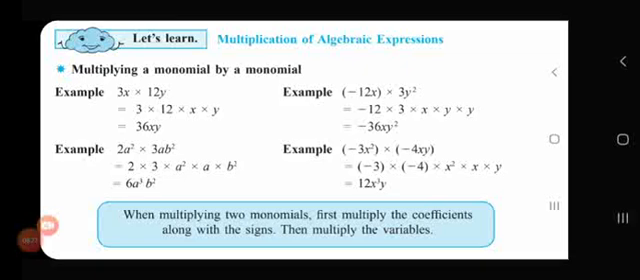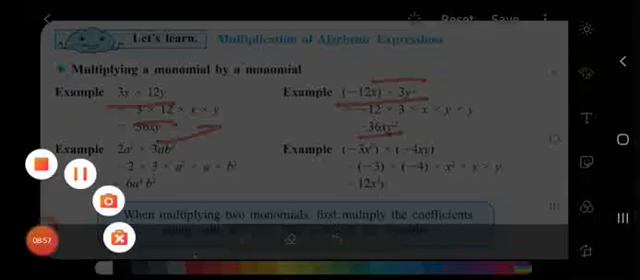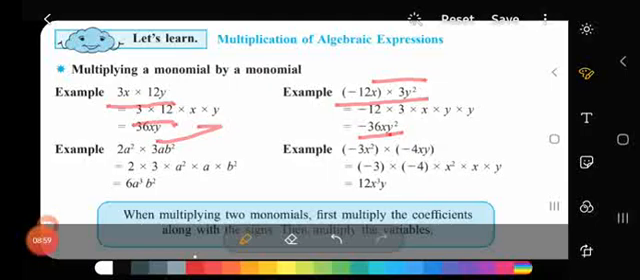For example, see 3x into 12y. Here 3 into 12, these two coefficients are multiplied, whose answer is 36, and also x into y is multiplied, whose answer is xy. Like that, see the next example, minus 12x into 3y square. Minus 12 into 3 is minus 36, and x into y square is xy square. So here coefficients and variables both are multiplied.